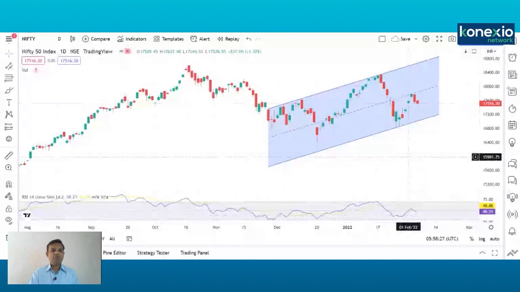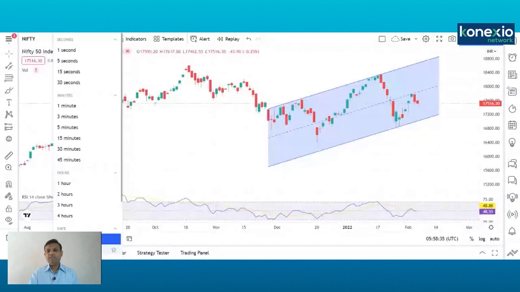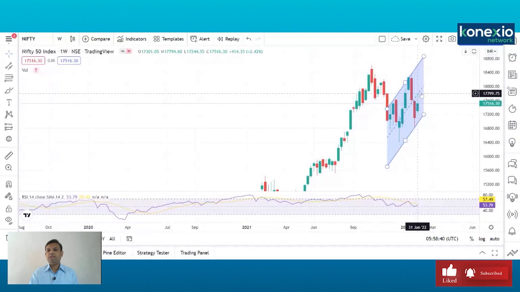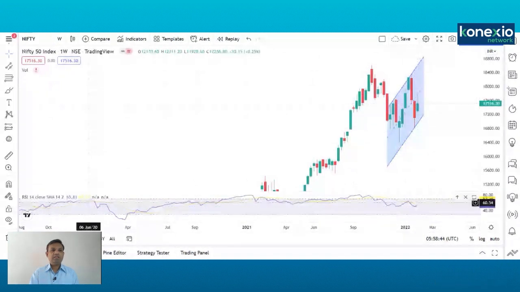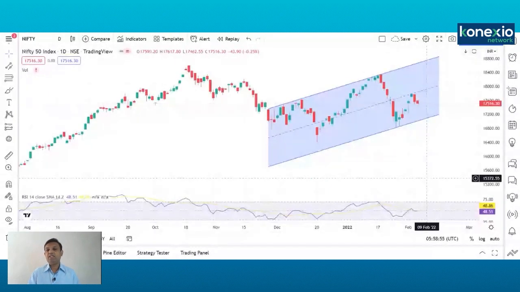Let me show you the weekly charts. Now on the weekly charts, it is a bullish candle. Some higher shadow was seen. That is because of the profit booking. So overall the weekly chart seems to be positive. Now on the daily charts, as I said, some weakness was seen on Thursday and Friday, but the overall trend seems to be positive looking at the weekly charts.